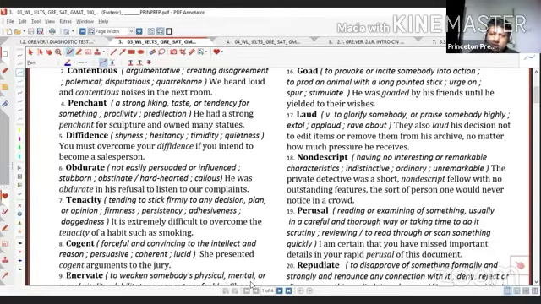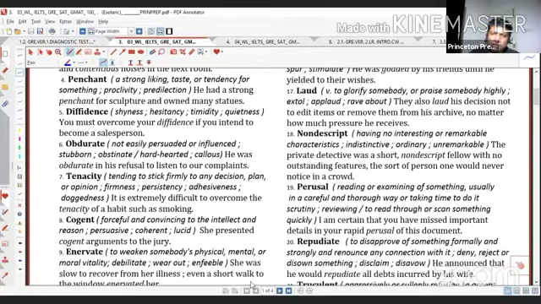What about the next one? Nondescript. Having no interesting or remarkable characteristic. Non-descriptive: you don't have any description to relate to that. Non-descriptive মানে সাধারণ, খুবই সহজ. Ordinary, unremarkable. The private ex was a short, non-descriptive fellow with no outstanding features. Sort of person that one would never notice in a crowd.